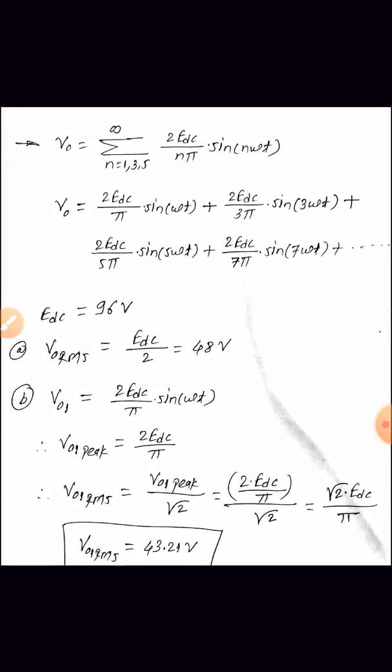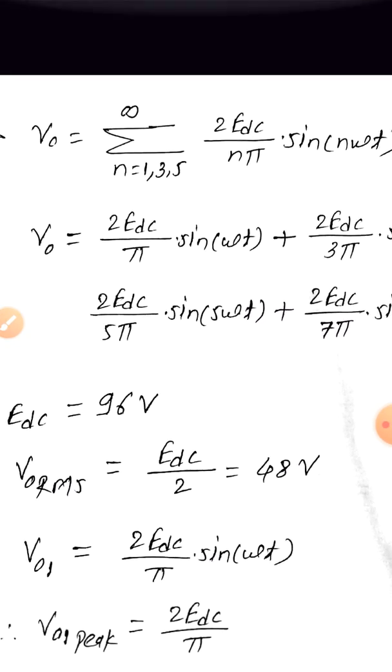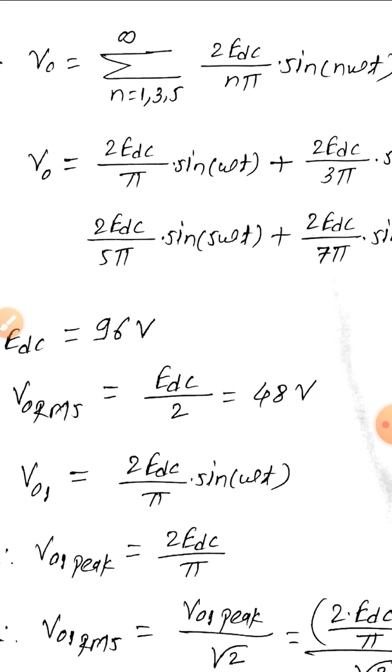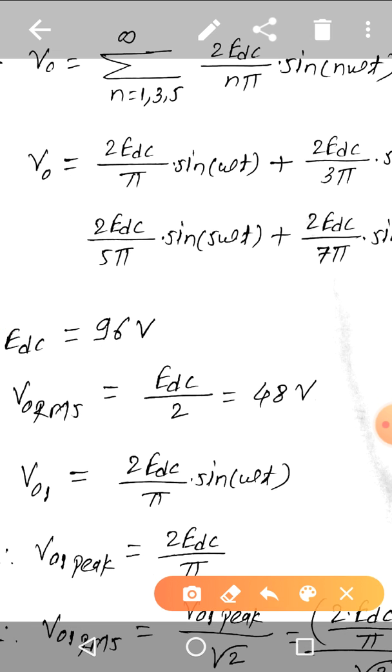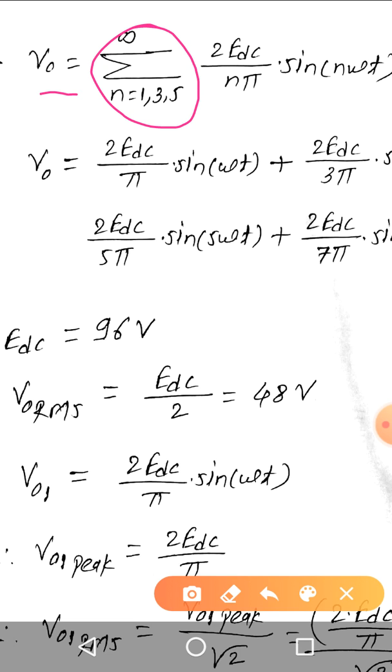Next, we have the expression for the output voltage V0. This V0 indicates the instantaneous value of the output voltage. It is equal to the summation over n is equal to 1, 3, 5 up to infinity. We already discussed it in my last video.